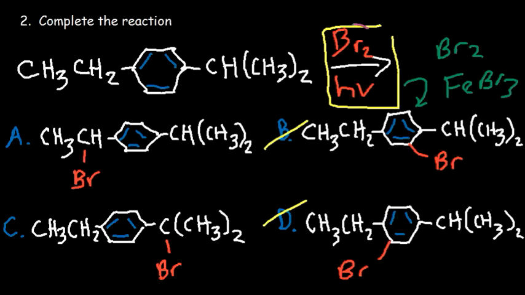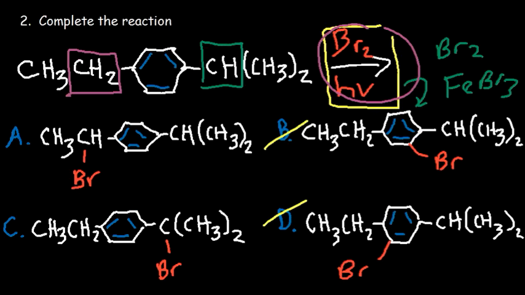So what this reaction will do, radical bromination, it's going to replace the benzylic hydrogen, which could be the hydrogens in purple or in green. Now we have both answers. Answer choice A, we replace the purple hydrogen, and for answer choice C, we replace the green hydrogen. So the question is, which one is better?